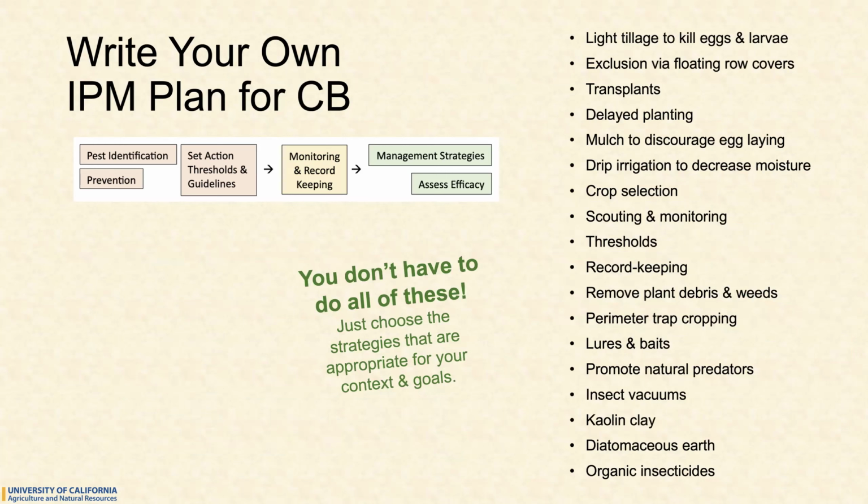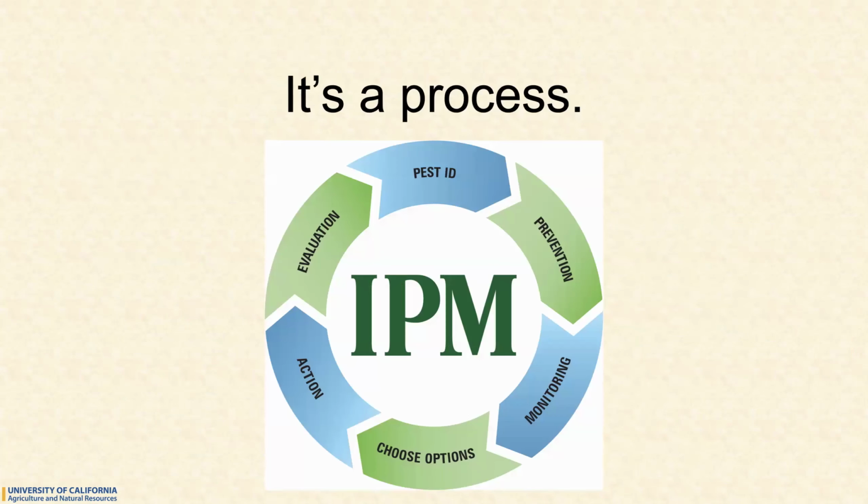So you want to write your own plan. These are all of the strategies that I covered. They all have pros and cons, benefits, trade-offs. Some might be more important to you than others. And just to reiterate, I know this is a lot and you don't have to do all of these, so just choose the strategies that are appropriate for your situation. And remember that it's a process, every year is different. You're going to learn things over time. The more you can document and keep track of what you've learned, things you want to remember for next year, that's really important. So just bear in mind, this is a really challenging pest, and IPM is just an ongoing process.